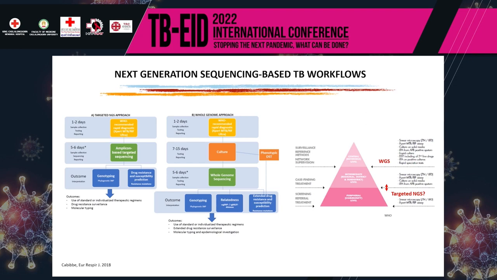Both tests are not suitable for a complete decentralization. The targeted sequencing associated with a user-friendly platform has the potential to be more decentralizable. The WGS using a more sophisticated platform is more for an advanced, intermediate, or central laboratory.